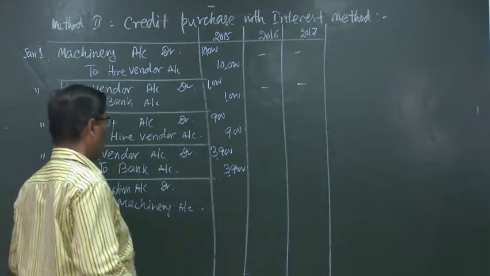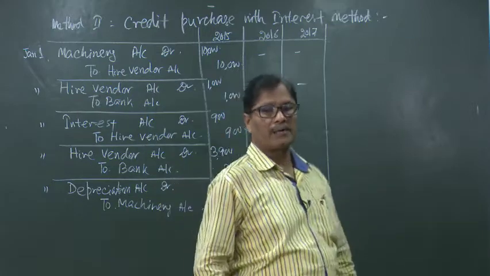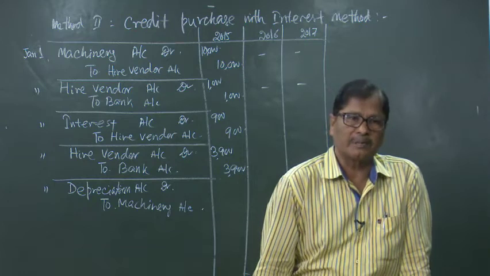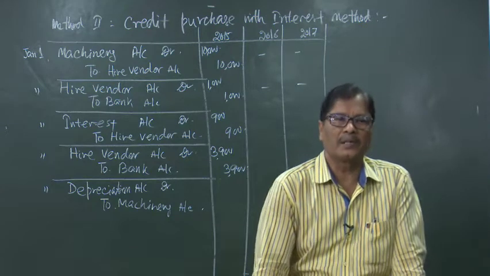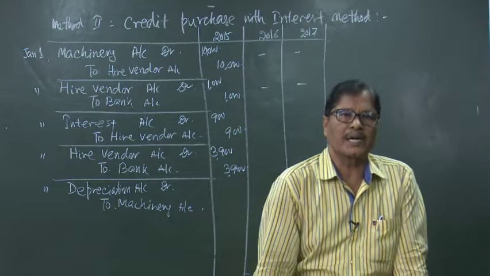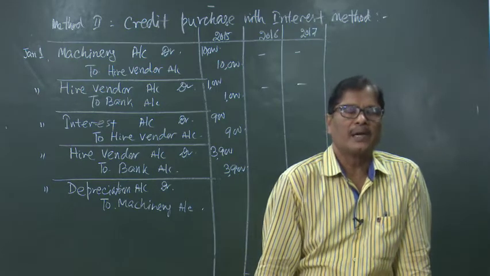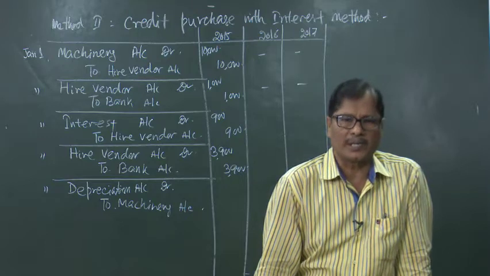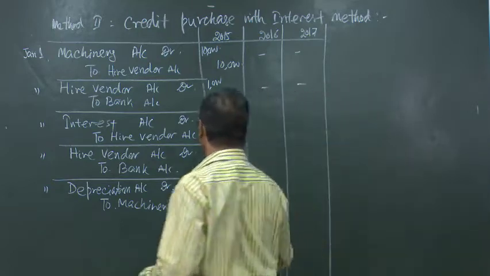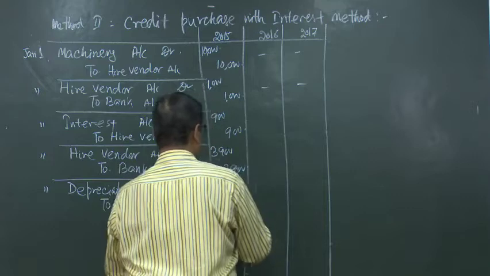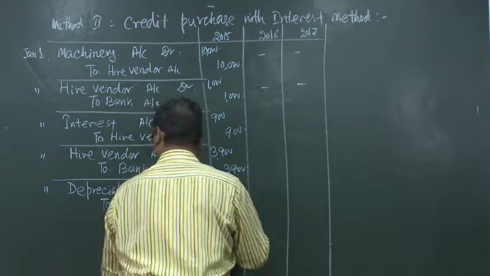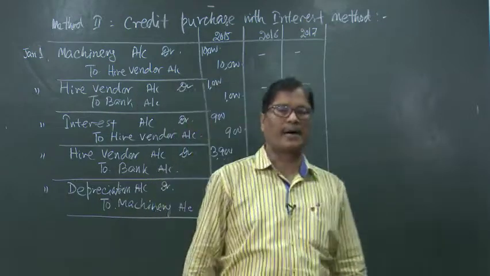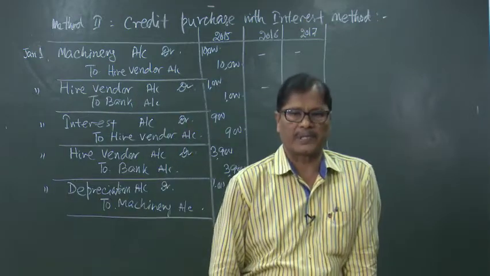How much will it be? It will be on 10,000. At the end of the year we have to provide depreciation on diminishing balance, but in the first year it is all the same whether it is the diminishing balance method or the straight line method. On the cost we have to provide, and the cost is 10,000. On 10,000 at the rate of 10% it comes to 1,000. So, depreciation account debited 1,000 to machinery account 1,000. This will be the entry at the end of the first year for depreciation.